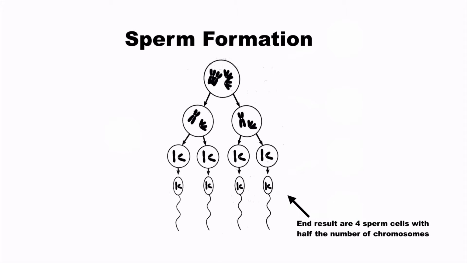Meiosis is responsible for producing gametes. So in males, that's sperm. Sperm formation occurs in the testes of the male, and the result of one parent cell undergoing meiosis is 4 sperm cells. So males produce many sperm, millions of sperm, every day, and continue to make sperm past the ages of 60. So for every parent cell that goes through meiosis, 4 sperm cells are produced.